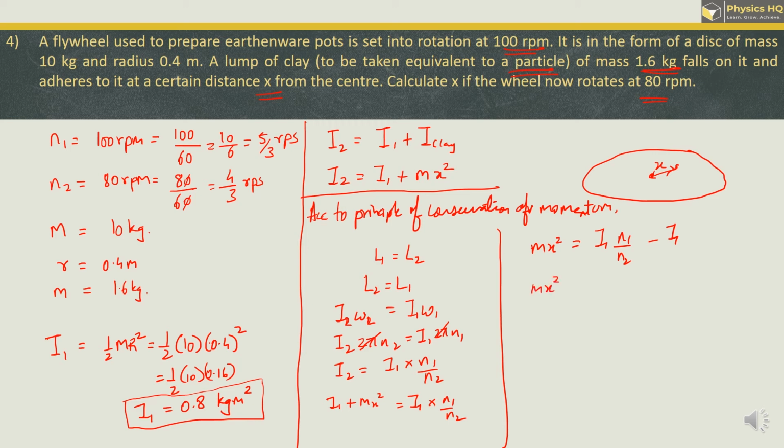Mx square will become, let us take I1 common, what we have is n1 upon n2 minus 1. So mx square is equal to I1 upon m into n1 upon n2 minus 1. Let us solve this. I1 we got as 0.8, mass is 1.6 kg, n1 we got as 5 by 3 and n2 we got as 4 by 3 minus 1.